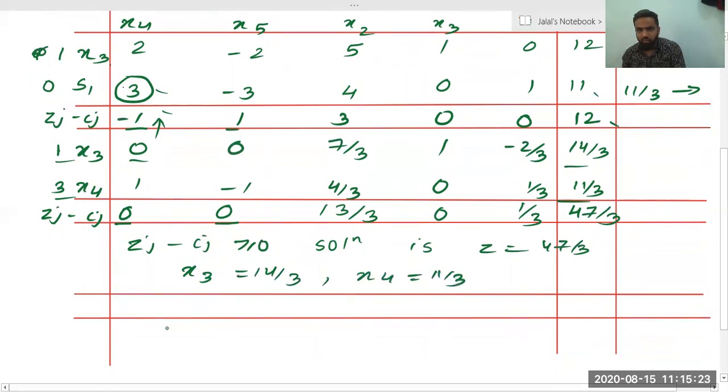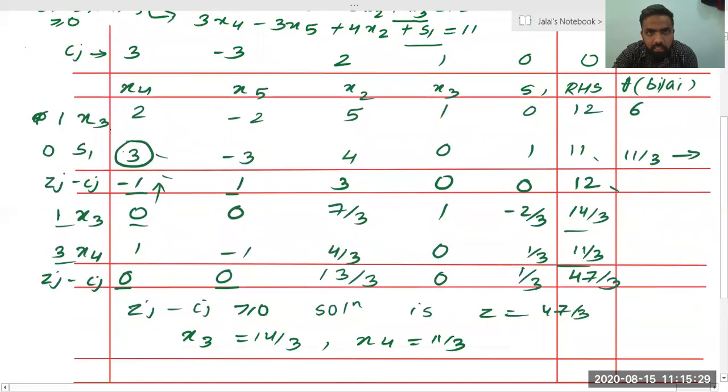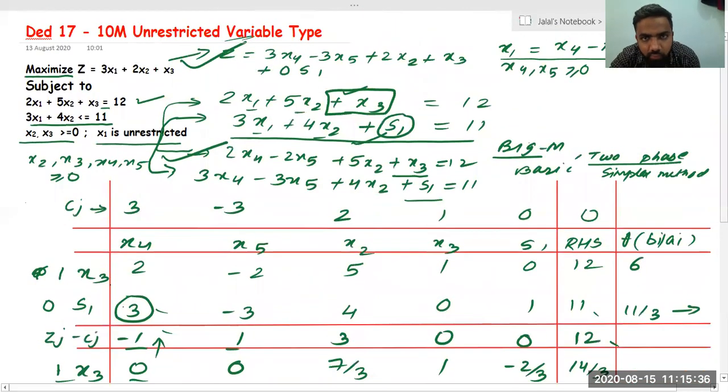Now remember what was my Z initially. What was my Z? If you try to remember Z, it will be like 3x1, 3x4 minus 3x5. What is that? What is my Z? 3x4 minus 3x5, 2x2, x3. Okay.